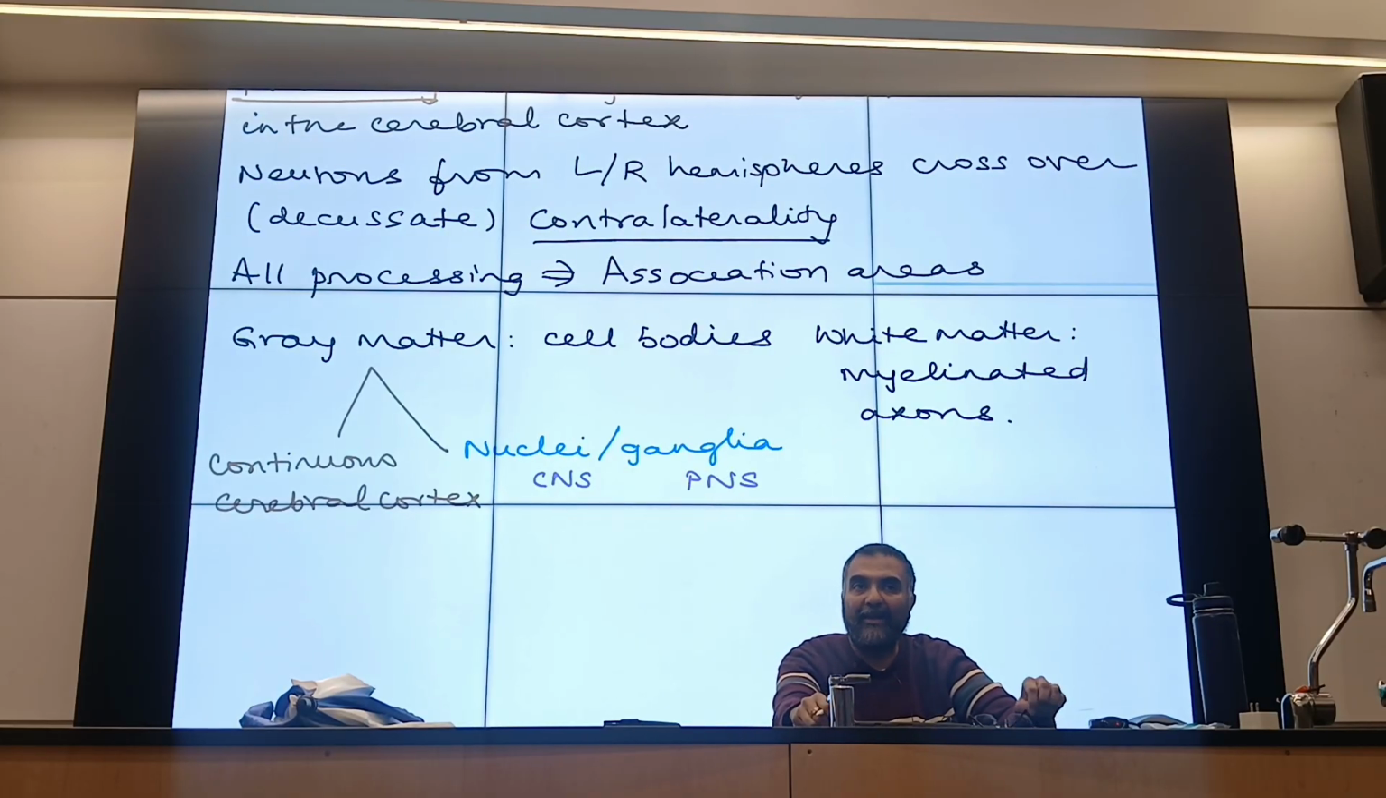Now, basal ganglia in the brain is a misnomer. They should not have named it like that. It should be called basal nuclei, not basal ganglia. It's a wrong way of naming things.